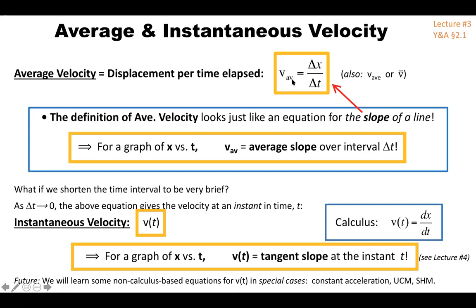Our textbook uses AV as a subscript. Other textbooks spell it out, AVE. You're welcome to do that too. Other textbooks use a bar over a quantity to denote some average value of that quantity over time.